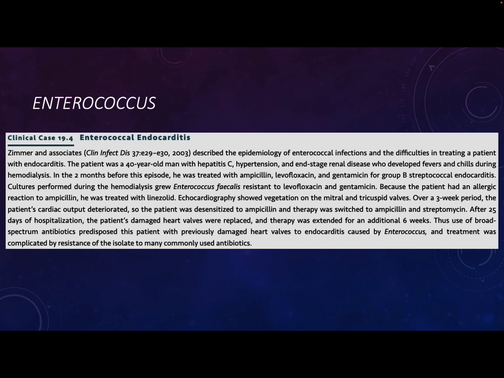The use of broad-spectrum antibiotics predisposed this patient with previously damaged heart valves to endocarditis by Enterococcus, and treatment was complicated by the resistance of the isolate to many commonly used antibiotics. What can happen is these broad-spectrum antibiotics, broad spectrum means they target lots of things, don't always target the thing that you want them to target. Your whole body, your whole microbiome is seeing these antibiotics. And so sure, maybe it treated his group B strep, but the Enterococcus that was living there was like, ooh, excellent, I am learning, right? And evolving.